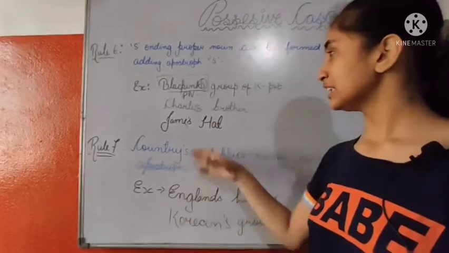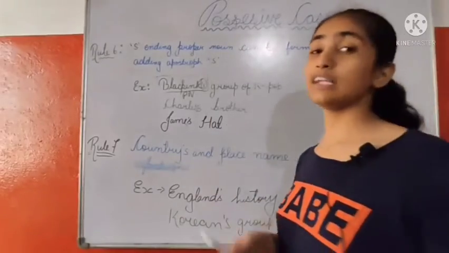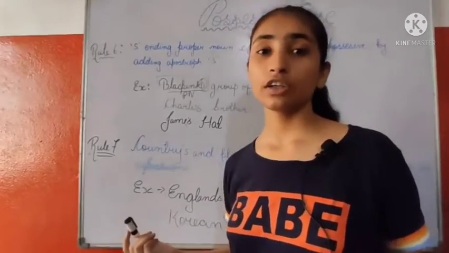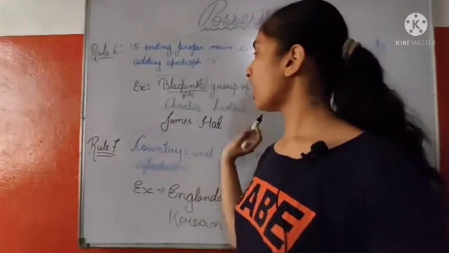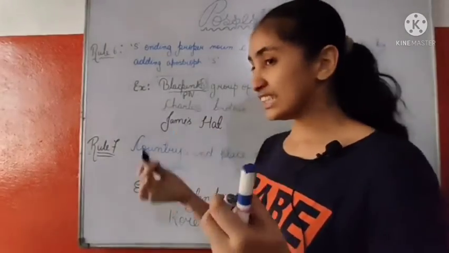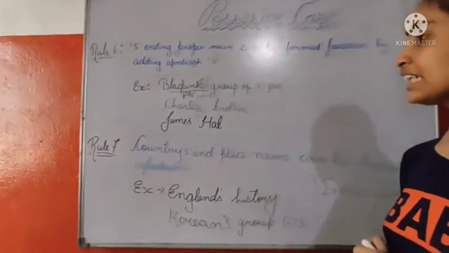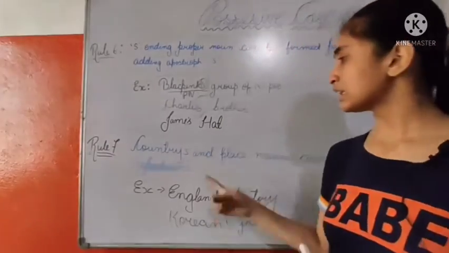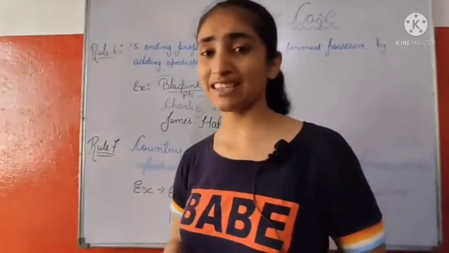Again I am repeating the next rule. Charles' brother. Here again Charles is what? Charles is a proper noun. So we can change it into possessive by simply adding apostrophe s. Next, James' hat.